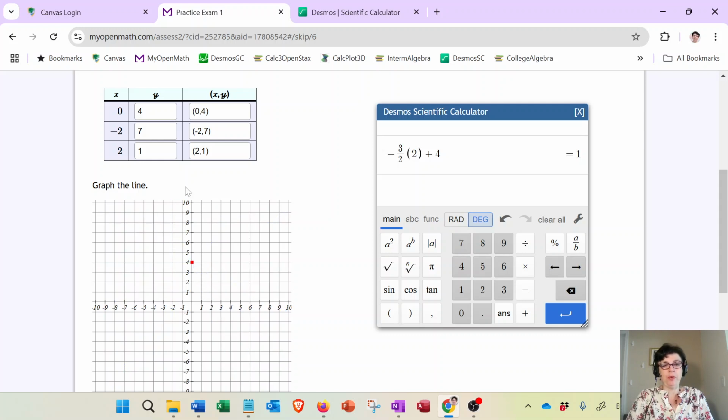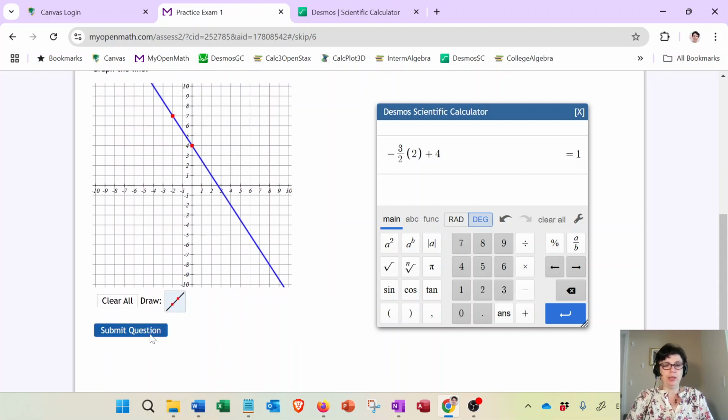Just to check it out before I submit, let me just click to make sure that it's fixed here. I can see whether 2, 1 is there. So 2 would be 2 to the right, 1 up. And I can see that that point is also on the line, which means that I did it correctly.